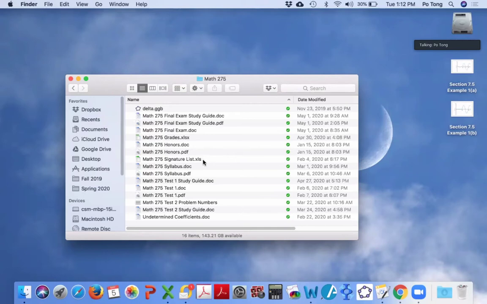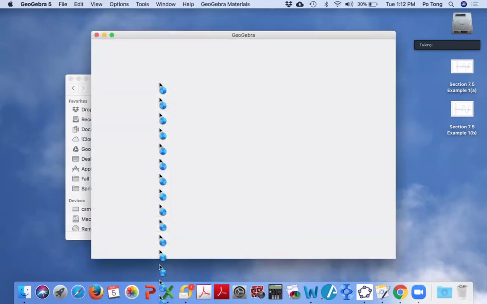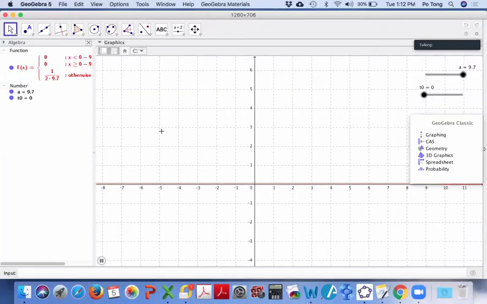Dirac delta function. Okay, here. Can you guys see my desktop? Yeah. Can you see what's going on? The animation? Yeah.